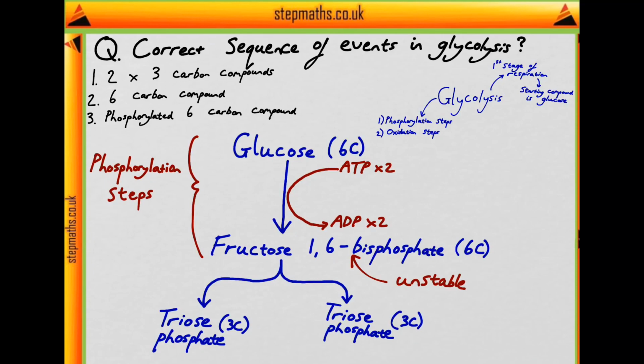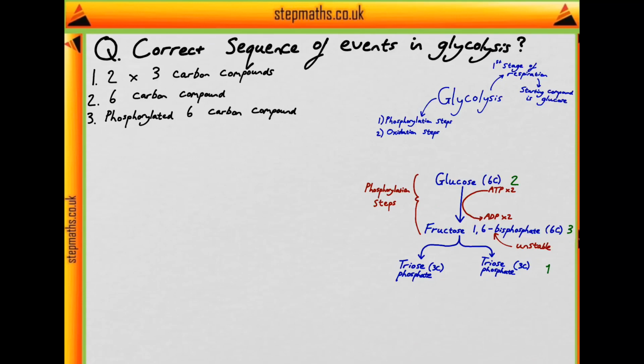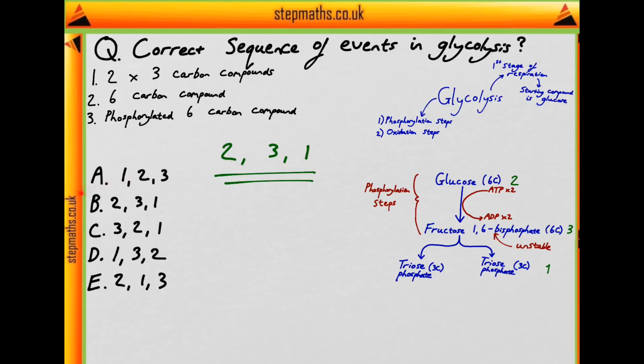We can now see that each of the 3 compounds drawn here matches one of the 3 options here. So our glucose, the 6-carbon compound, is step 2. Fructose 1,6-bisphosphate is step 3, the phosphorylated 6-carbon compound. And finally, each triphosphate molecule corresponds to step 1, 2 times 3-carbon compounds. So we now have this sequence of 2, 3, 1, and upon looking at our answers we see that this fits with answer B. So our answer is B.